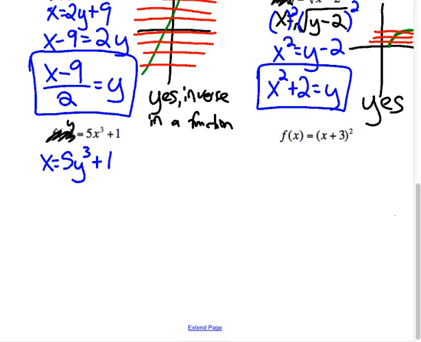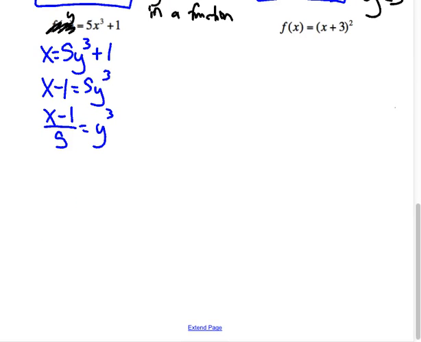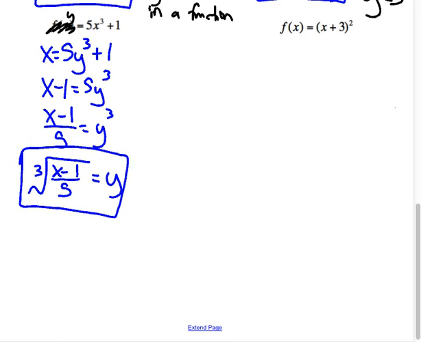Oh, so I need to subtract the 1, divide by 5. And now to undo a cube means taking a cube root. So that is what my inverse is going to look like. Remember, you just do order of operations to get the y by itself once you've flipped them.